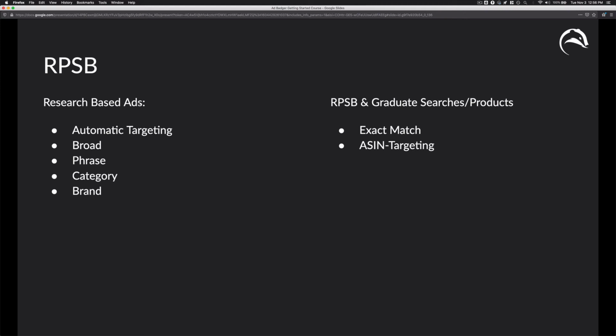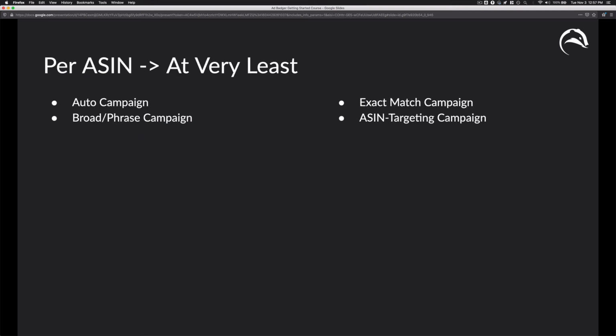And then what you want to do is look at what you appeared for, and then graduate those searches to an exact match or an ASIN targeting. So the exact search that somebody searched to buy your product, or the exact product that you were listed on once before somebody bought your product. And what this allows you to do is maximize your visibility on those best converting terms. So at the very least, you should have an automatic campaign, which you then stick into the exact match, all those high converting terms, and of course, an ASIN targeting campaign. You can also have a broad phrase campaign too.